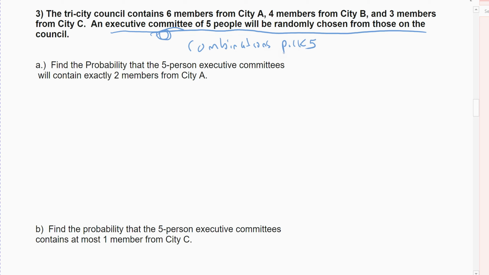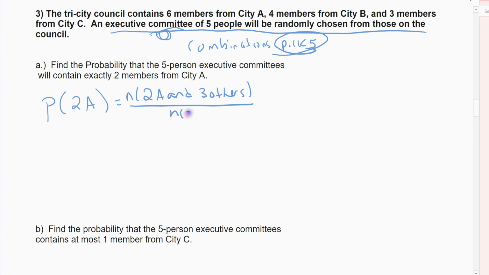First probability: the probability that a 5-person committee will contain exactly 2 members from City A. So we want 2 members from A. Now there's a hidden and statement. When I go to count the number of ways to get 2 people from A, I've got to pick 5. If I only pick 2 people from A, I'm missing out on filling out my group of 5. So there's the and statement. I need 3 others, meaning other than people from City A, so they've got to be from B and C. All over my universal set.